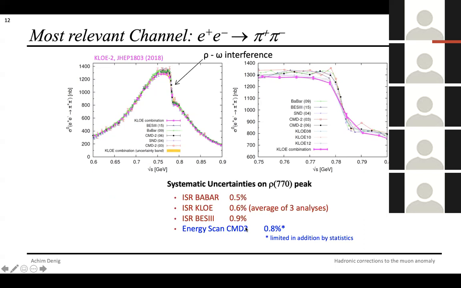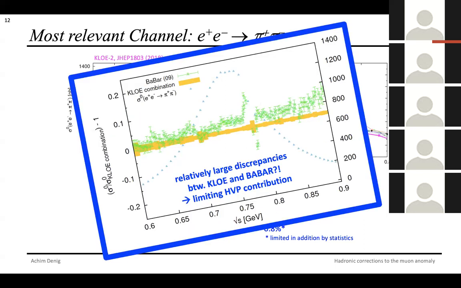However, if you look into the details, and this is the relative discrepancy between the various data sets, one observes differences which are as large as 5% or even more. So obviously there's a problem here, and this problem presently is limiting our knowledge of the HVP contribution for g-2.